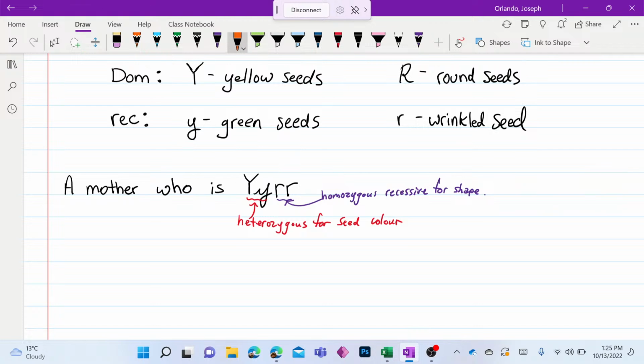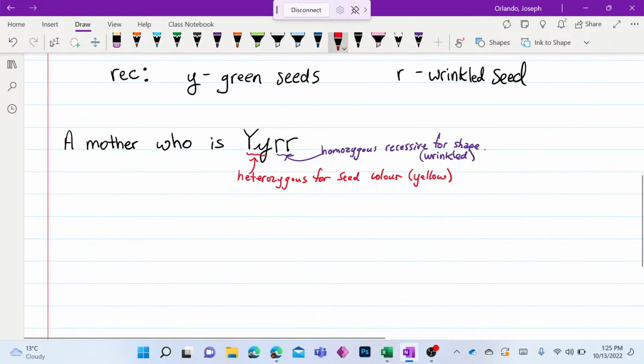And just so we have it clearly then, what is the shape again? Wrinkled. And what is the color again? Yellow. Does that make sense? We're okay with that? And I'm going to highlight that in green. Whoa, what happened here? No, thank you. I'm going to highlight that in green so we remember that that's mom.